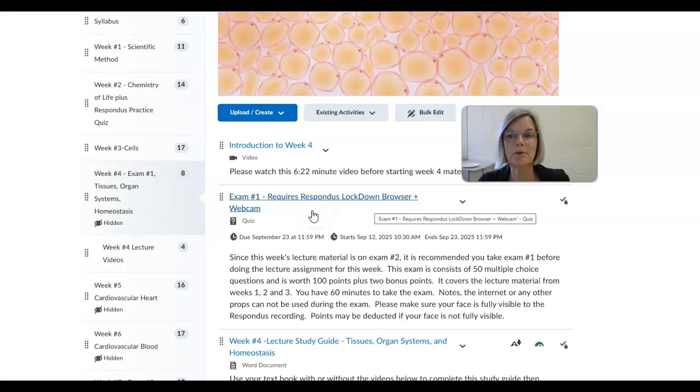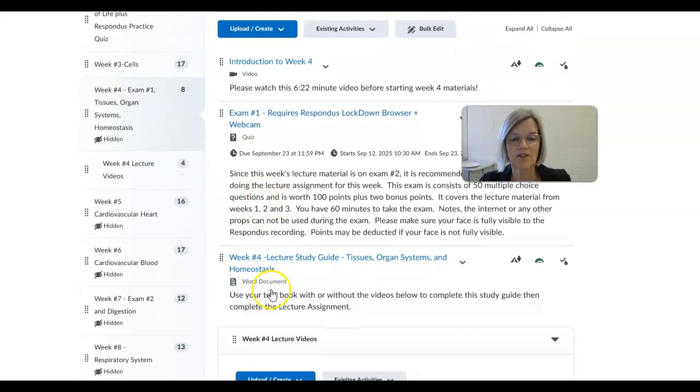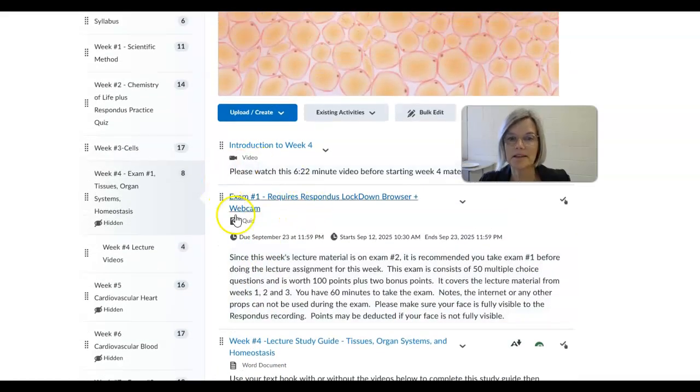So the exam number 1, right now is week number 4. Exam number 1 is on lecture material from weeks 1, 2, and 3. The week 4 material will be on exam 2. So you'll notice that material's down here. I think the best thing to do is do exam number 1 first before you do your lecture material.